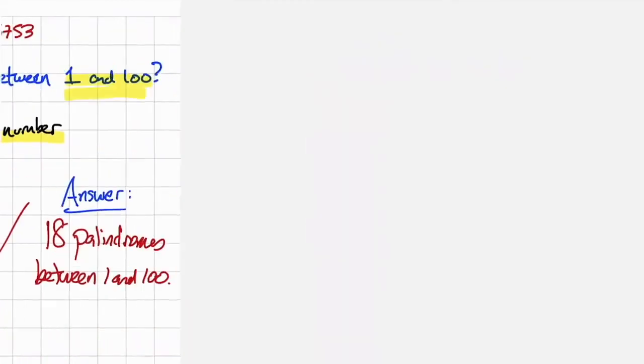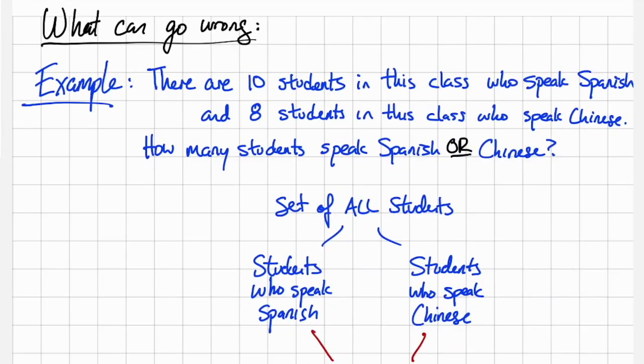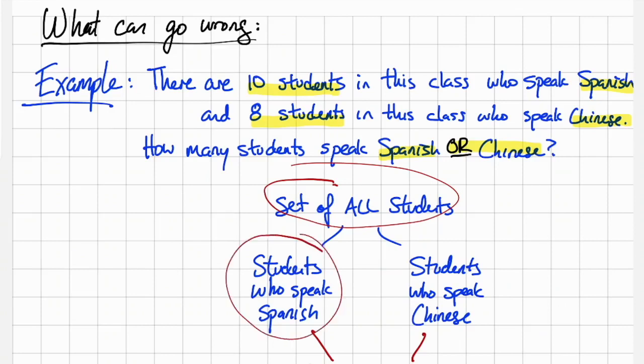Let's do one more example where we show what can go wrong. In this example, there are 10 students in this class who speak Spanish, and there are 8 students in this class who speak Chinese. We might want to know how many students in this class speak Spanish or Chinese. If we tried to look at this as a question about sets, we'd have some large set of all students, and there would be a set of students who speak Spanish, and there'd be a set of students who speak Chinese. That's a natural way to try to break down this set.